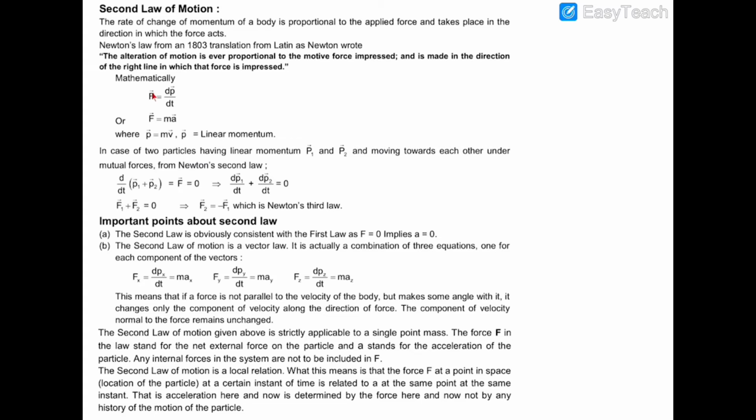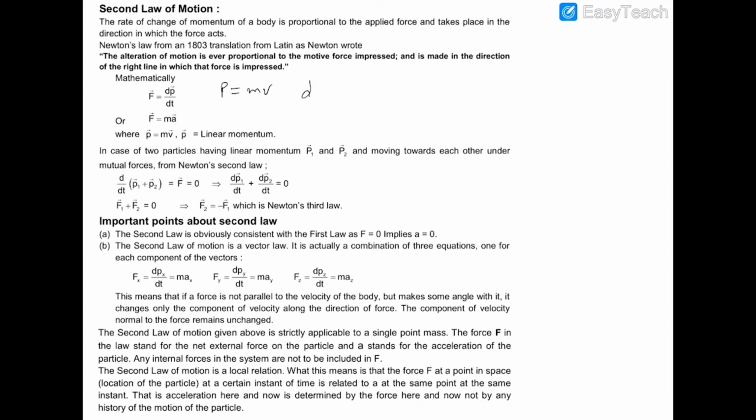So the force F is proportional to dp by dt, and when we remove the proportionality sign, some constant appears, and the value of that constant experimentally is 1. And this dp by dt, we can say that p is momentum, and p is equal to mv, mass into velocity.